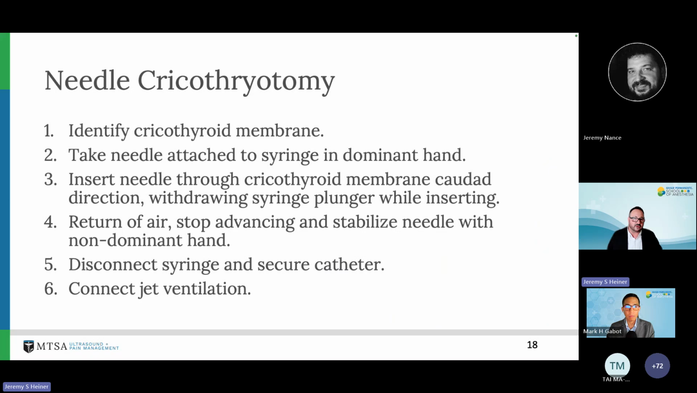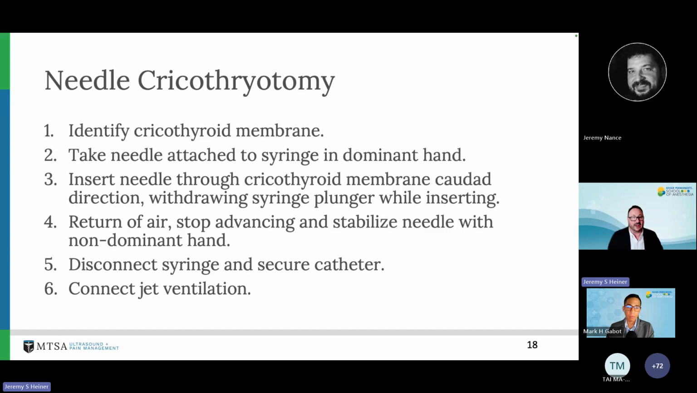So here are the steps for needle cricothyrotomy: identify the membrane, take the needle in your dominant hand, and puncture through that cricothyroid membrane. Once you're through and aspirating air, angle that needle in a caudad direction, slide the catheter over, and then remove the actual needle. Disconnect the syringe and then connect your jet ventilator.